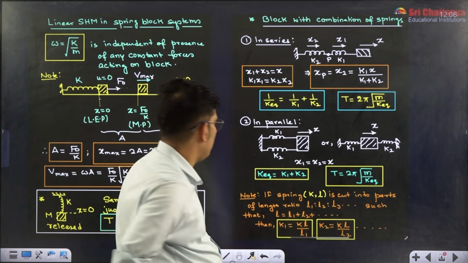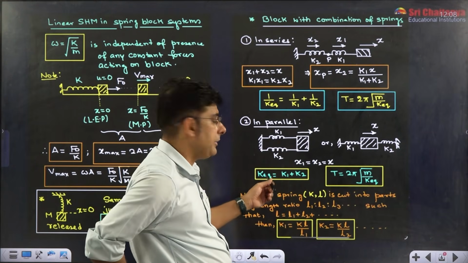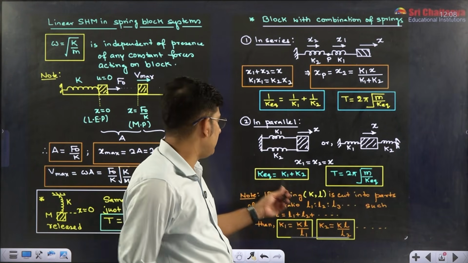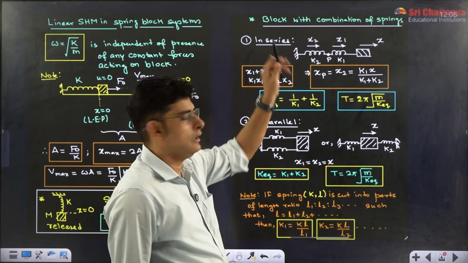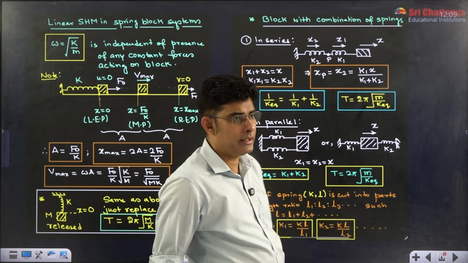So x1 equals x2 equals x. In such a case, K equivalent becomes K1 plus K2. So for as many springs, K1 plus K2 plus K3 and so on. Time period is 2 pi under root m by K equivalent again.